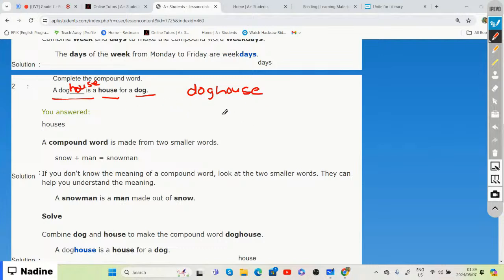Or we can just say we have house because they already gave us dog. And that we call, so well done. Yes, dog house is correct. And that is what we call it.